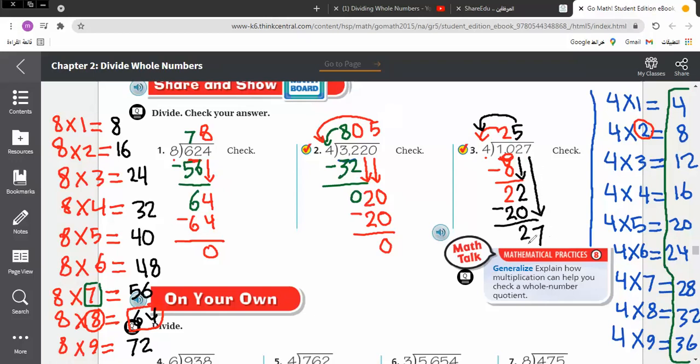Now we have 27. 27 divided by 4. How can we get 27 from here? We can't get 27, so we need to choose the closest number, which is 24. So 4 times 6 is 24. 6 on the top. Write 24 down. Subtract them. You will get 3. And there's no more digits to bring down, so the remainder here is 3.